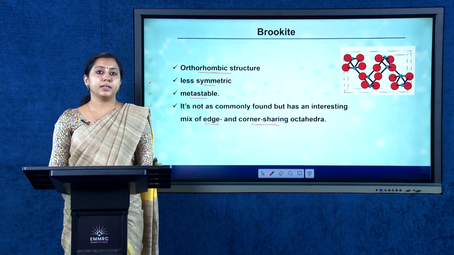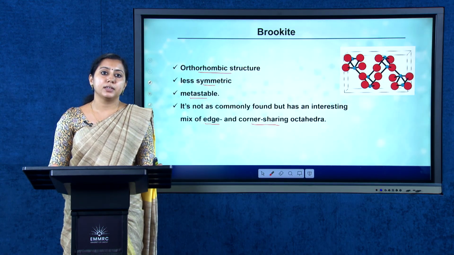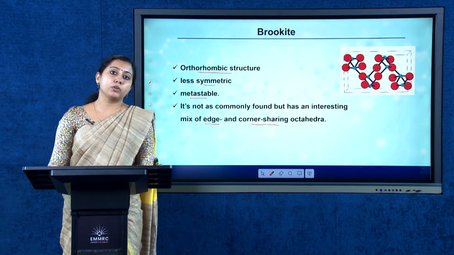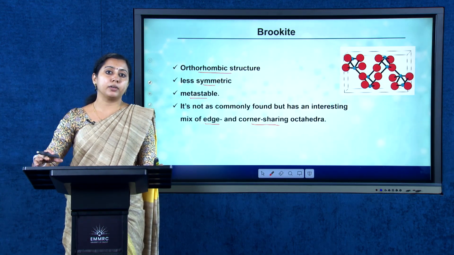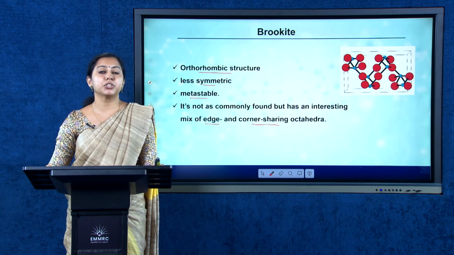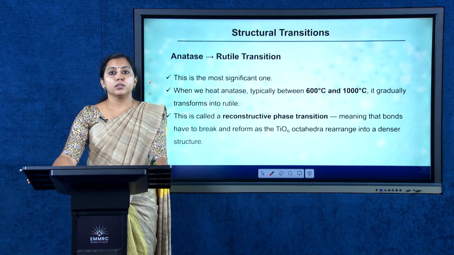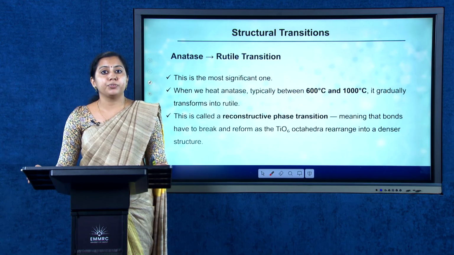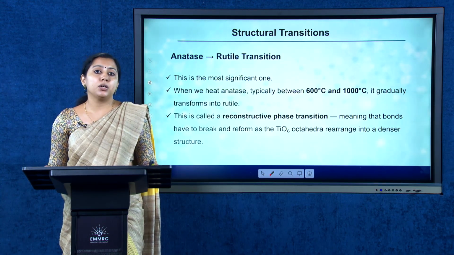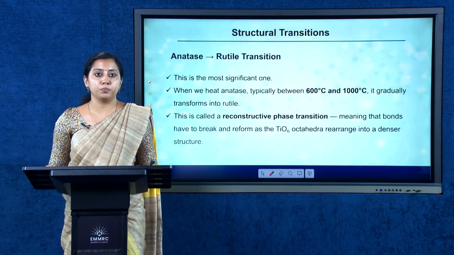So, brookite crystallizes in an orthorhombic structure. It is less symmetric, it is metastable. That means brookite will also have a tendency to convert into a more stable form, say rutile, under specific conditions of temperature and pressure. So, we have discussed the crystal structures of three polymorphs of titanium dioxide. Now, let us see how structural transitions occur among the three polymorphs of TiO2.